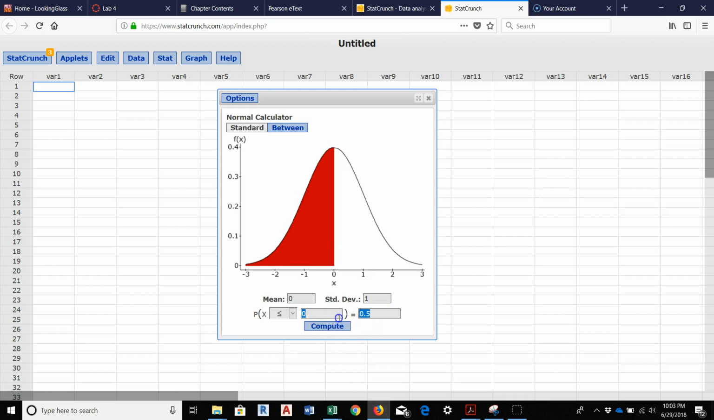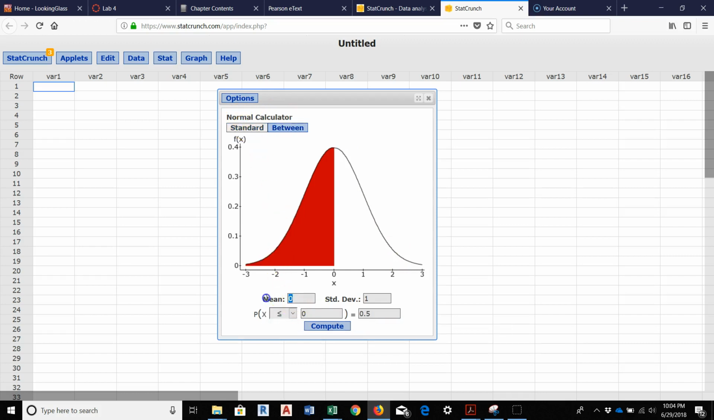The area under the curve is the same as the probability, and so the calculator will calculate either or. Now we can also type in the probability and calculate the x value. We also have the between option, which essentially does the same thing, but of course we type in a lower bound and upper bound for that one.